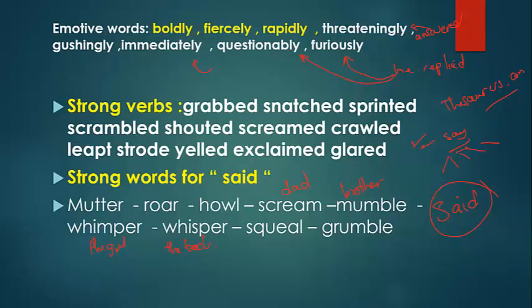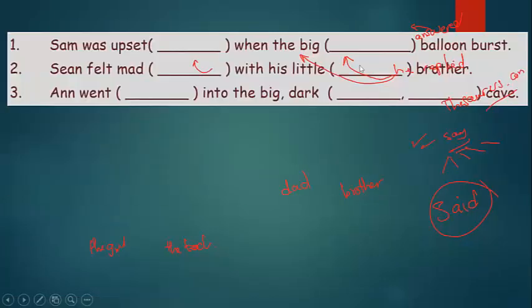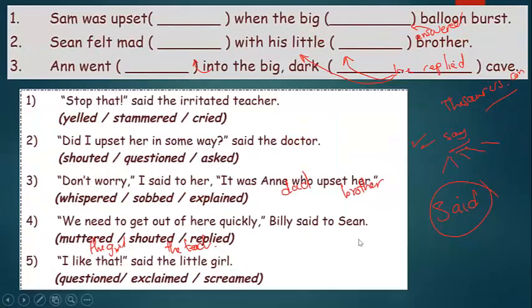What do you mean by gushingly? Gushing means something rushing. Okay, gushingly means rushed, in a rushing way. Thank you. Should we go on? If you have any question, you can hit the chat box. Thank you.